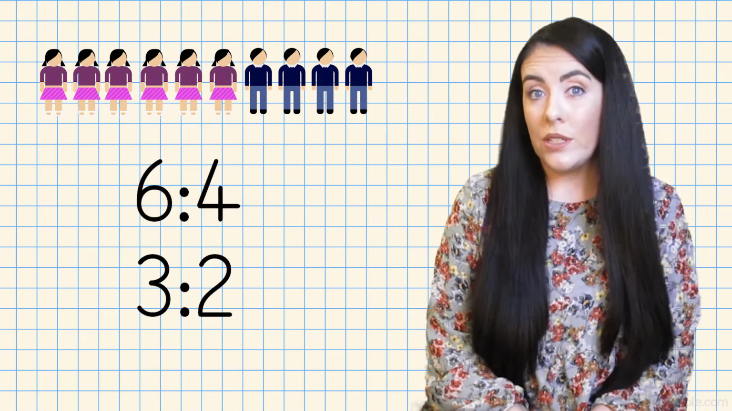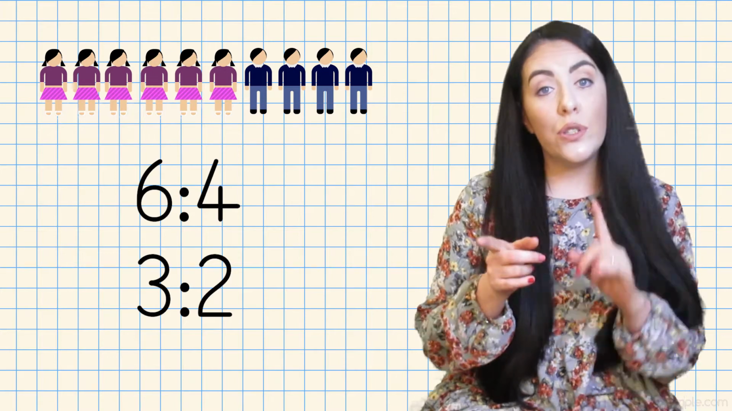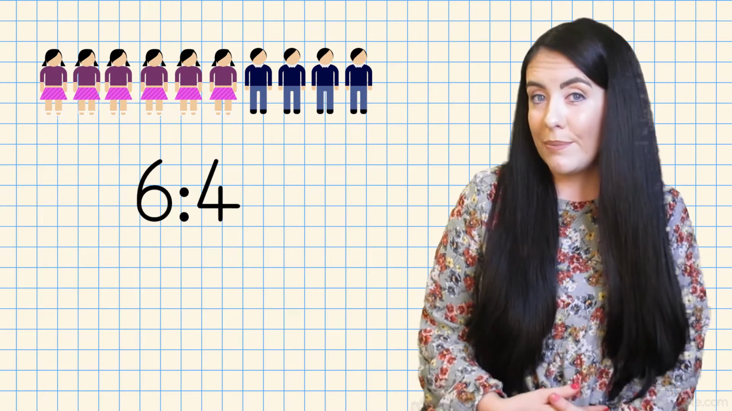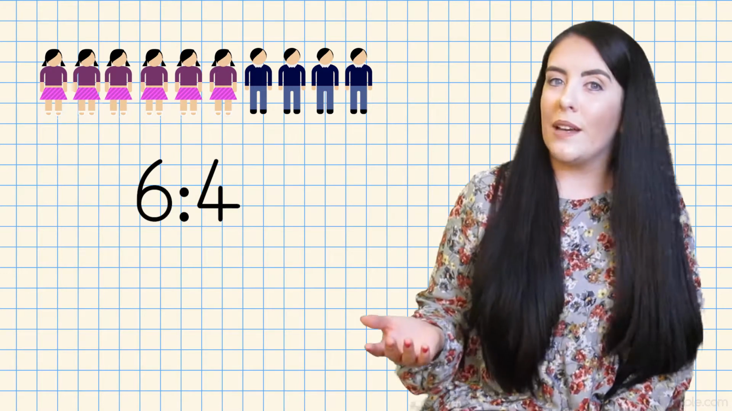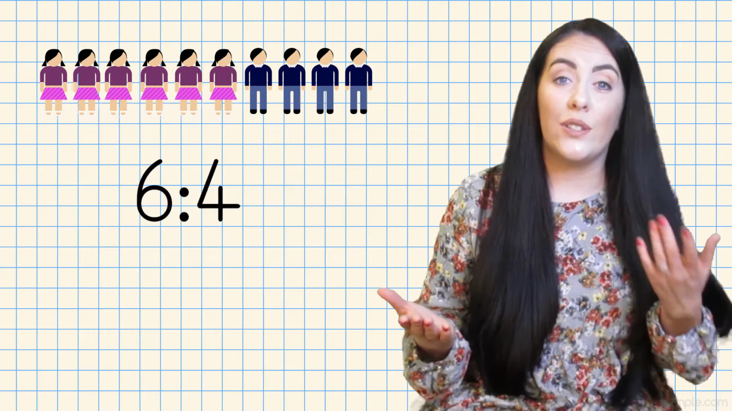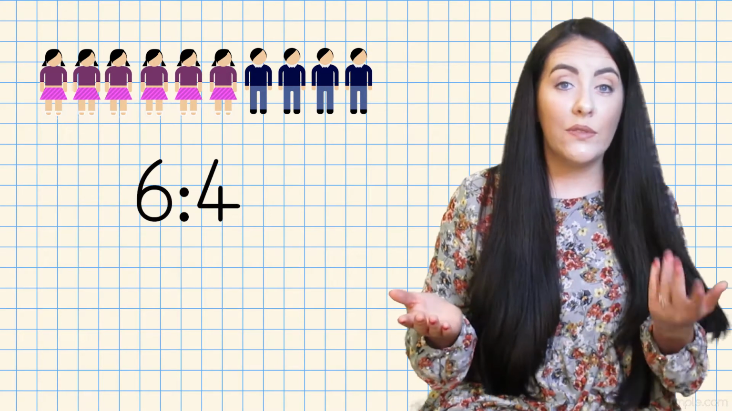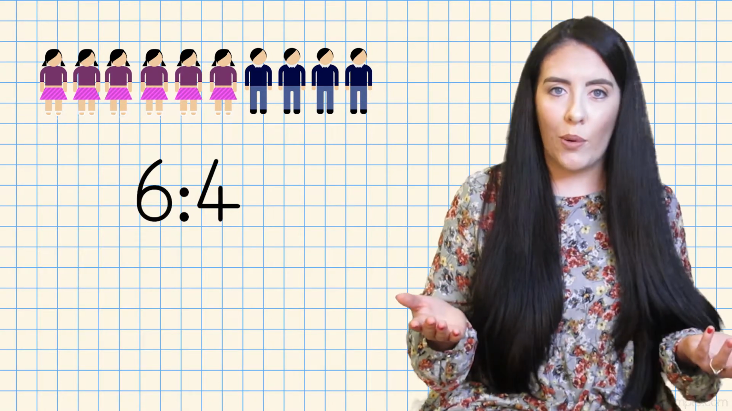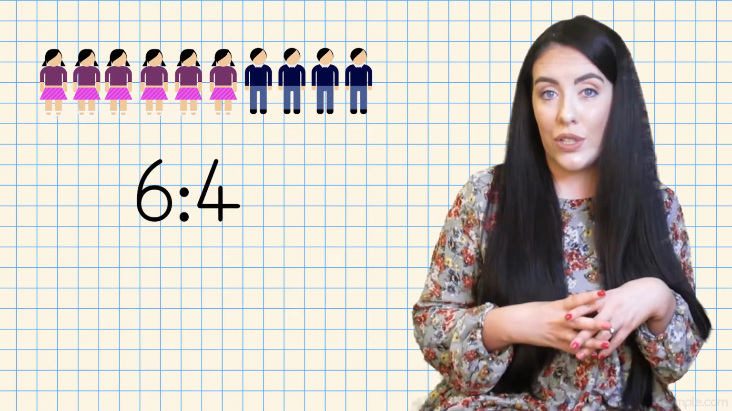Something that's really important to note about ratio is that if you add the two sides of the ratio together, that gives you the total. So for example, if we go back to our example of the group of 10 children, we had a ratio of 6 to 4. If we add the 6 and the 4 together, it gives us 10. And we know that we had 6 girls, 4 boys, a total of 10 children.